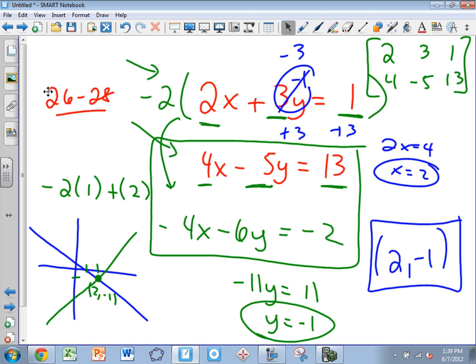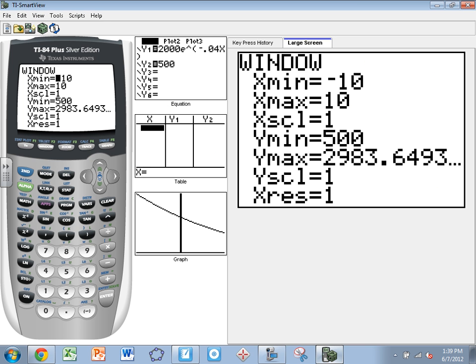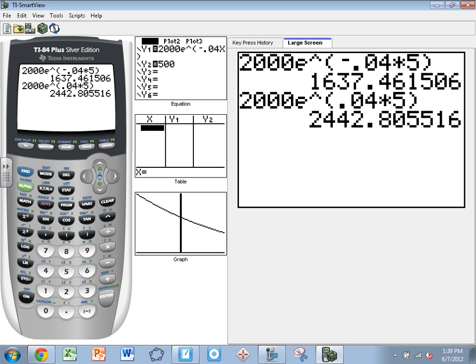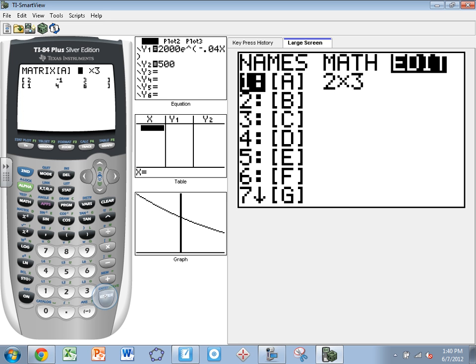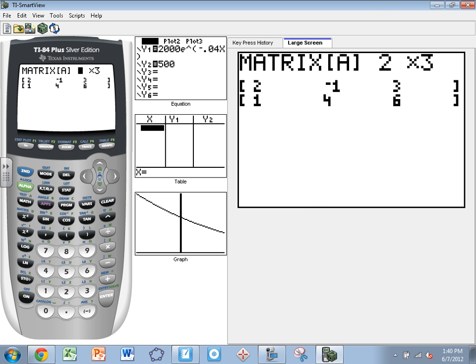I will plug it in right now. So let's say we're solving that: 2, 3, 1, 4, -5, 13. All right, so we press second, and the matrix key right here. Okay, second matrix. We go over to edit, hit enter. It happens to be the right size, but in case it wasn't, remember I want to have 2 rows and 3 columns for this example we just did. But if it weren't, I would type 2, enter, 3, enter, and it would show up.